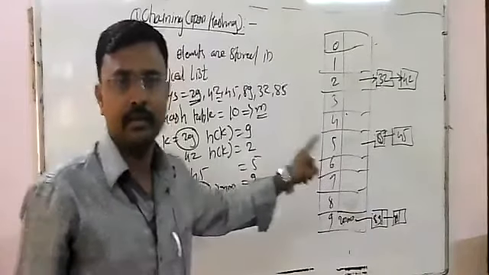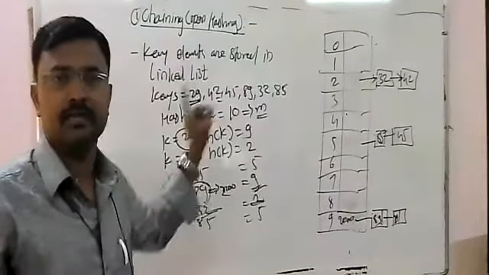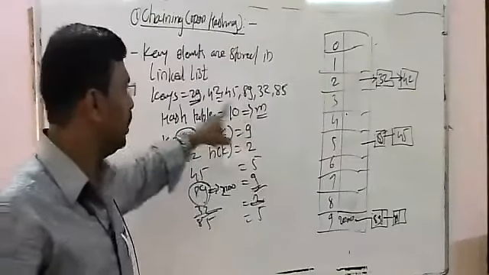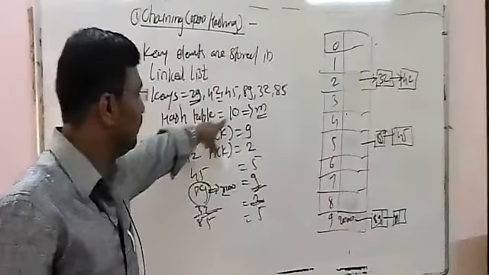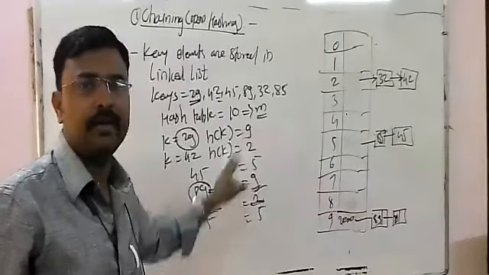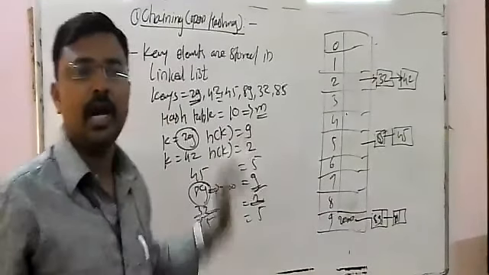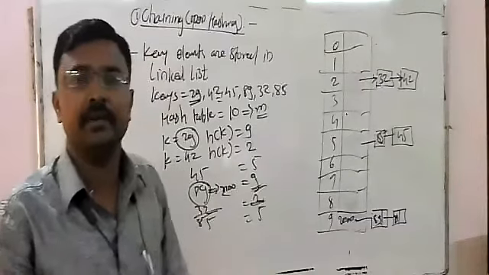Okay, got it? Understand what I have studied here? What we have done: we have first calculated the index value, and according to the index value, we have stored the elements at that particular index.